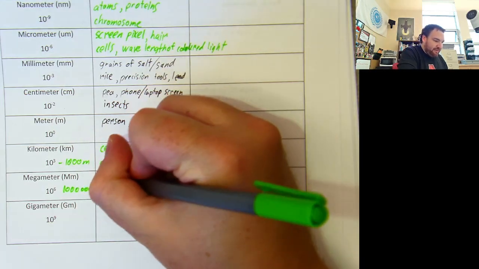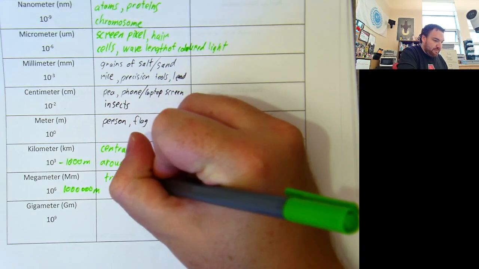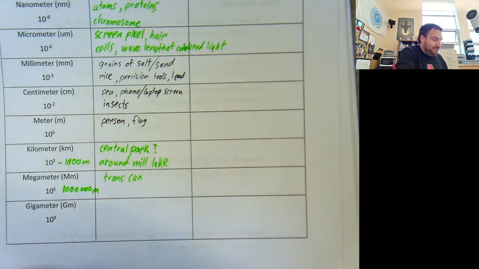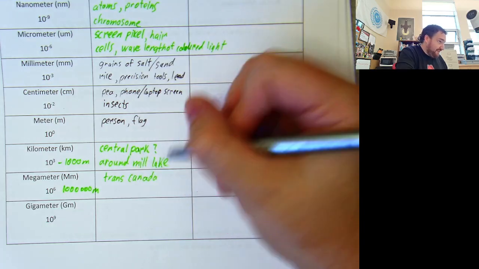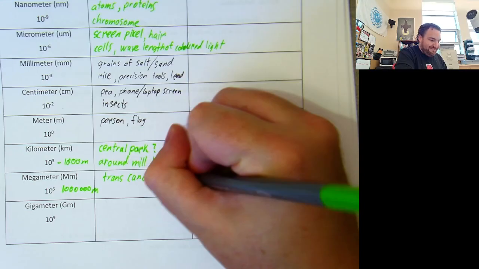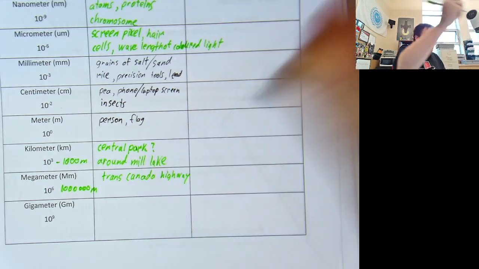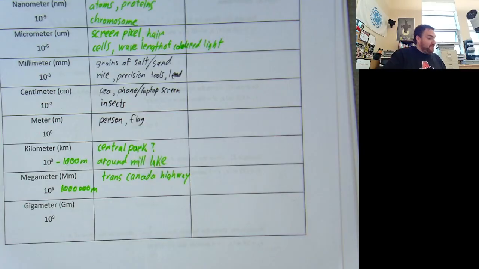Trans-Canada Highway. I actually have the length of that written down, because this isn't the first time I've taught Physics 11. Someone said that before, and I actually have the measurement of that. Okay, so the Trans-Canada Highway is a reasonable guess. Yes, Abdu. Megameter, right? Yeah. That's one moon. I think it's called Deimos.